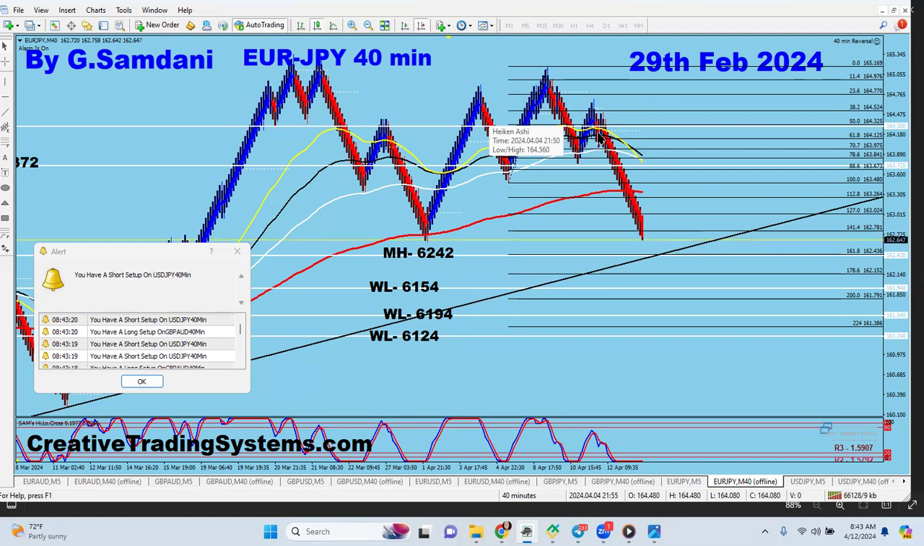Like, for example, this entry and then the drop is exactly like this one. So you could have taken this one, you could have taken this one, you could have taken long from here.